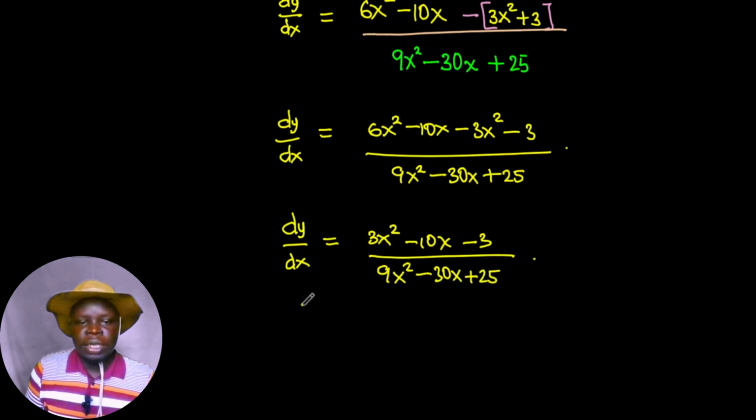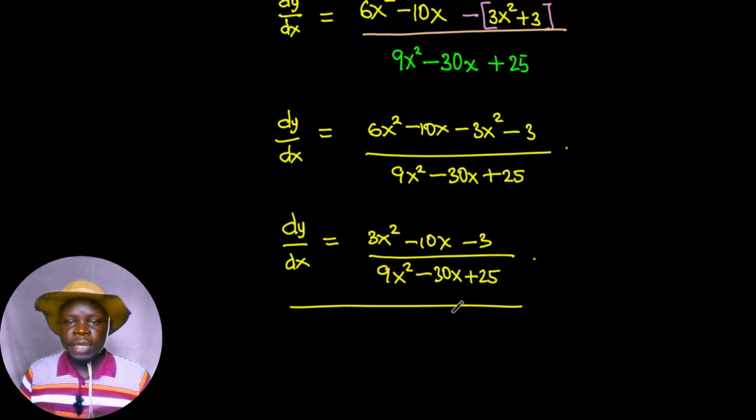This is where I'm ending the simplification, but since this is an important fraction, you can go ahead and divide the numerator by the denominator, or you can factorize it and have it in the simplest form. But for now, this is an answer that you can also take.